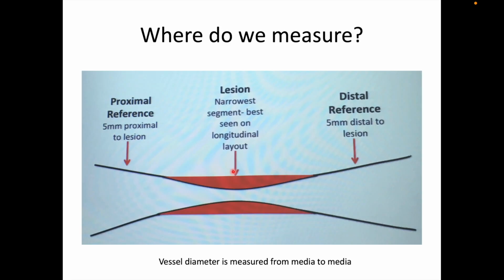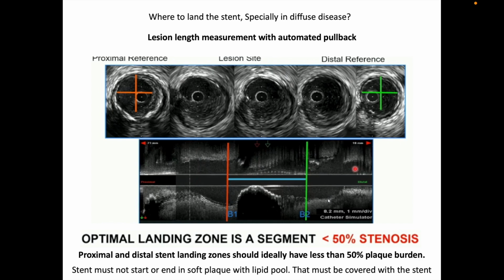Now, where do we do the measurements? Ideally, if that's the lesion, we should go at least 5 millimeters proximal and 5 millimeters distal, and take these as the reference points for doing the measurements, provided these are normal areas. Or there is a further definition to the distal reference and proximal segment, which we will discuss now.